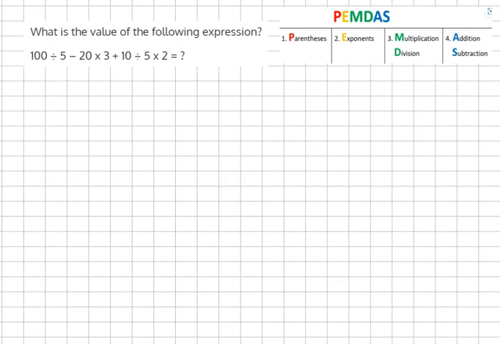What is the value of the following expression? 100 divided by 5 minus 20 times 3 plus 10 divided by 5 times 2.